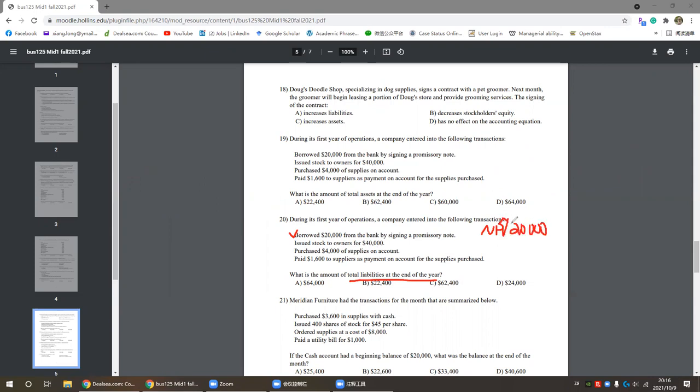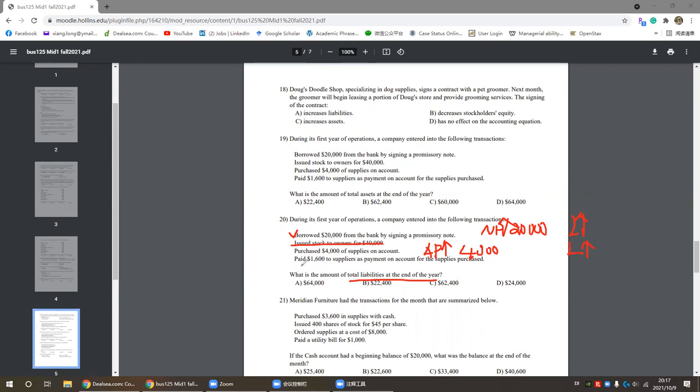Okay, so that's why our liability increased by 20,000. And issue stock to owner. We know that this transaction has no effect on the liability because stock is equity. Next, purchase $4,000 of supply on account. So here, our accounts payable will be increased by 4,000. So our liability will also be increasing by 4,000.